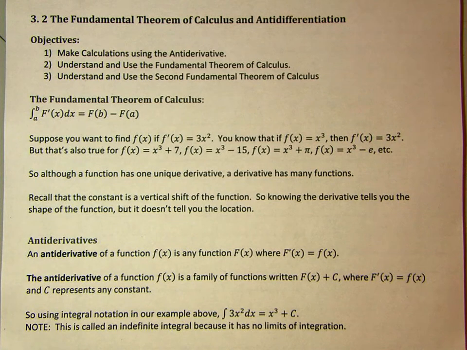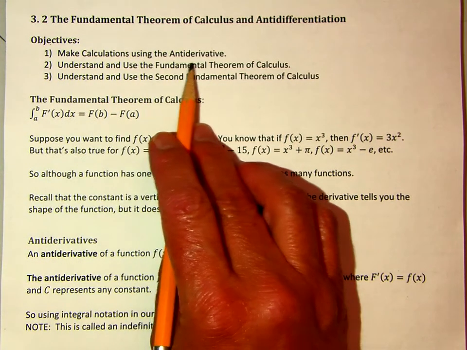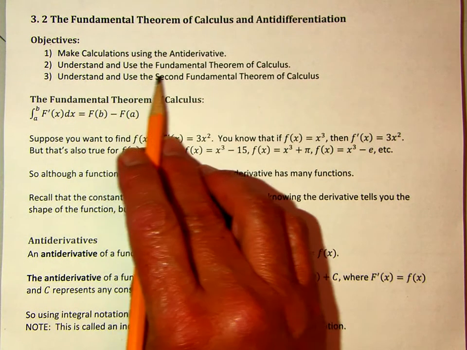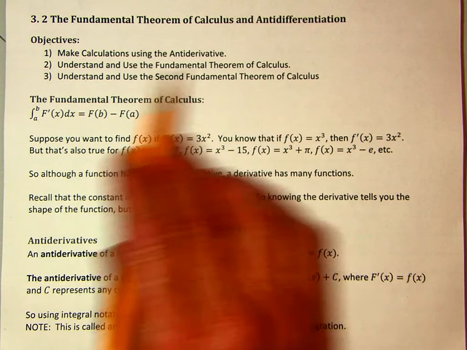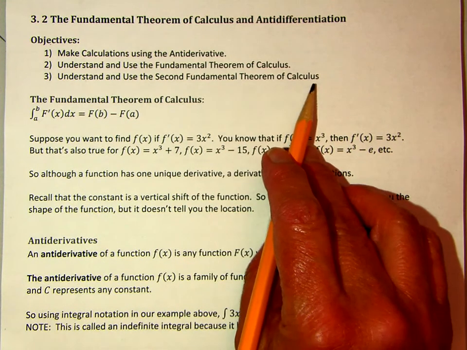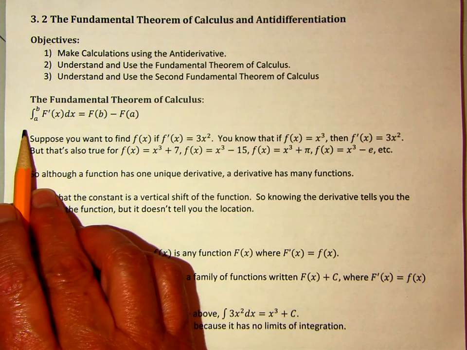Section 3.2, the fundamental theorem of calculus and anti-differentiation. Our objectives are: 1. Make calculations using the antiderivative. 2. Understand and use the fundamental theorem of calculus. And 3. Understand and use the second fundamental theorem of calculus. The fundamental theorem of calculus is as follows.